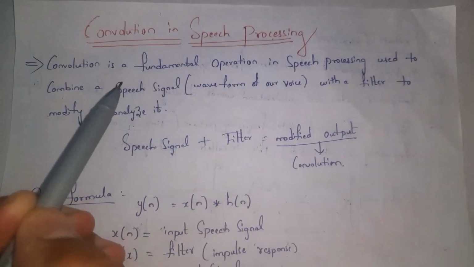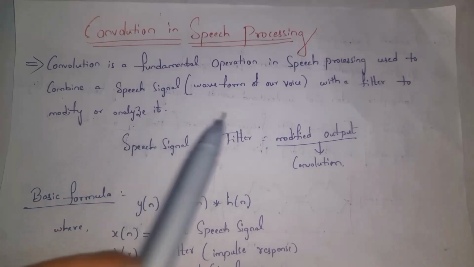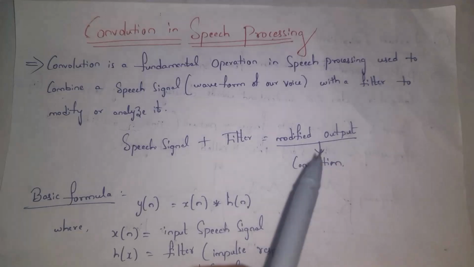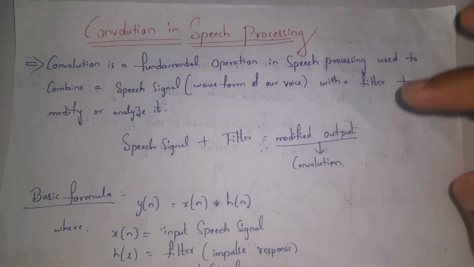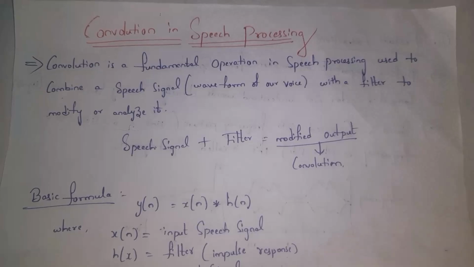Speech signal is nothing but whatever voice we speak. We call it a speech signal, which is in the form of a wave. So, our speech signal is combined with a filter in order to get output. We call that output convolution. By using this filter, we can perform various operations on voice, like we can change voice, we can reduce noise and improve speech clarity, and we can also analyze it. That is nothing but we can understand the meaning of that voice.